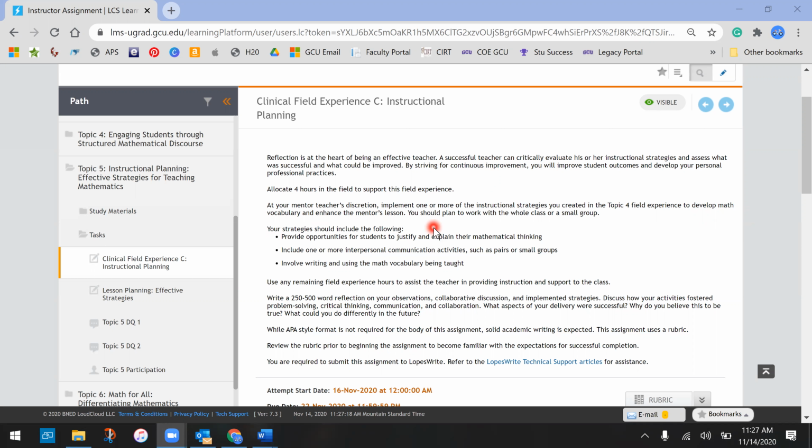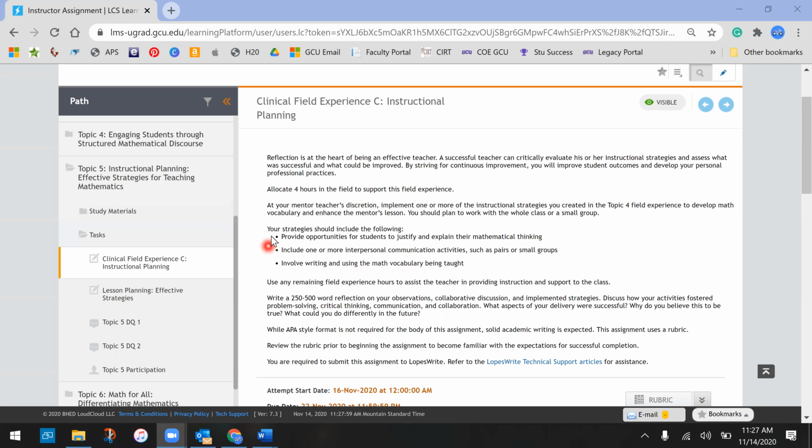So you're thinking about now, how can I get students to use vocabulary strategically? Any of those that you identified as good strategies for developing math vocabulary can be implemented in your example lesson. Your strategies should include opportunities for students to justify and explain their mathematical thinking. It should include one or more interpersonal communication activities, such as how students are working together in pairs or small groups. And then it should also include some writing and using the math vocabulary being taught.